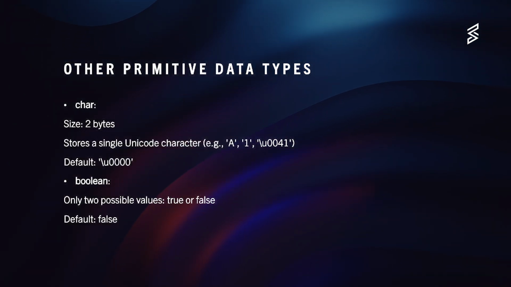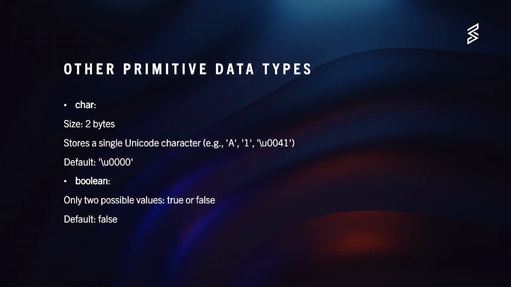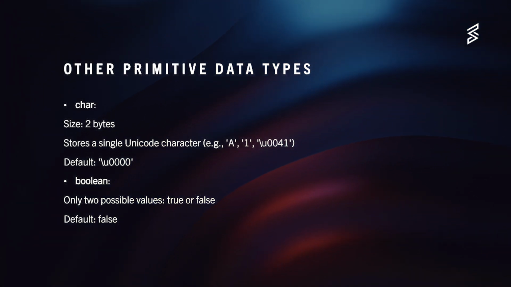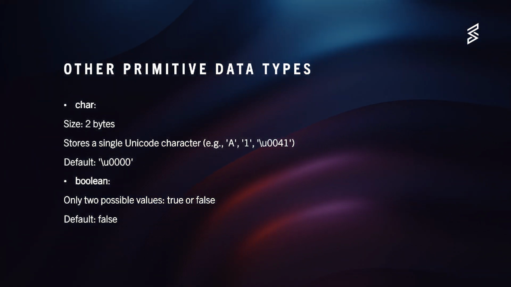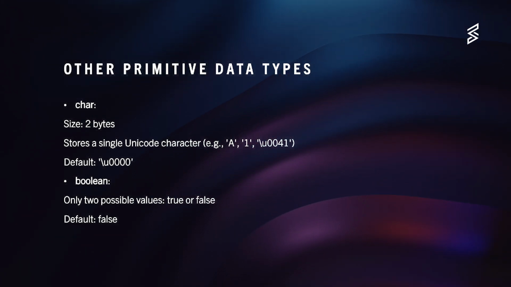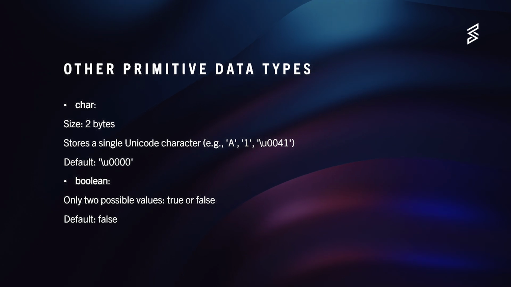Char stores a single character like a letter, a digit, or a symbol. It uses 2 bytes. Boolean stores either true or false. It is very useful in decision-making, like if something should happen or not.